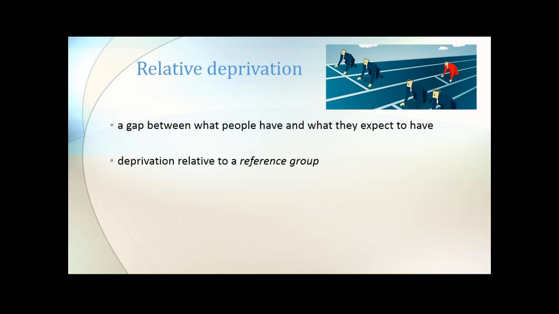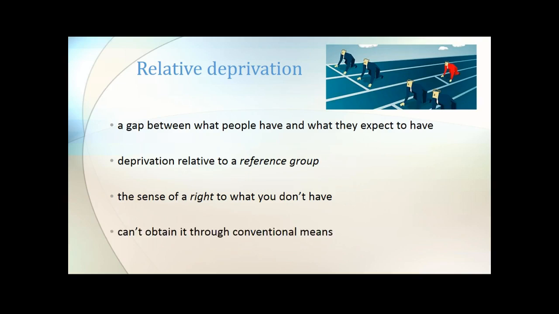Two other preconditions have to be met before a social movement can emerge. First, people have to feel like they have a right to what they want, and second, that they can't obtain what they want through conventional means. Now, the relative deprivation approach doesn't always help us make sense of social movements because sometimes people can feel quite deprived without doing anything in response, and other times people are moved to act without necessarily feeling deprived.